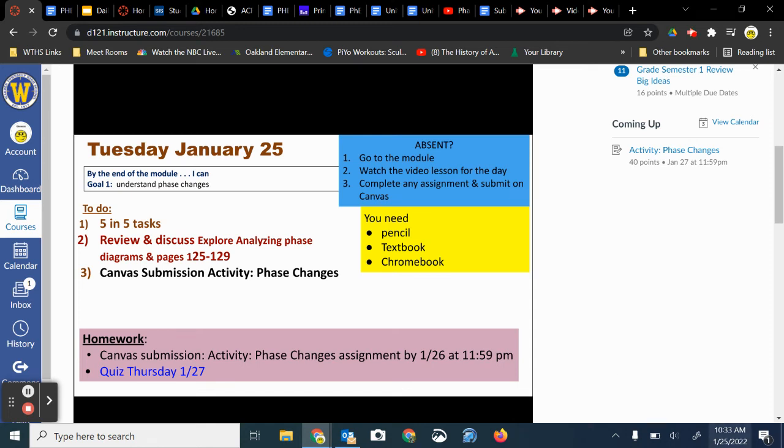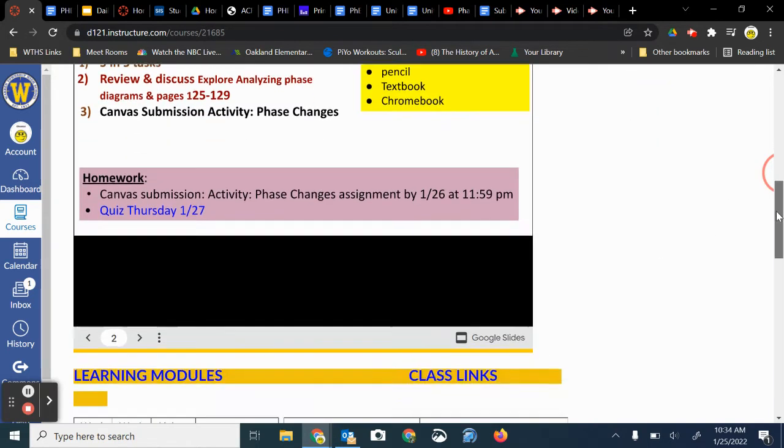Morning. Today is Tuesday, January 25th, and here is our plan for the day. All right. So we are going to review and discuss pages 125 to 129, and also take a look at the Canvas submission activity that we will be doing afterwards. The phase changes assignment is due on Wednesday night. That's tomorrow at 11:59 p.m. so that you are prepared for the quiz that we are having on Thursday.